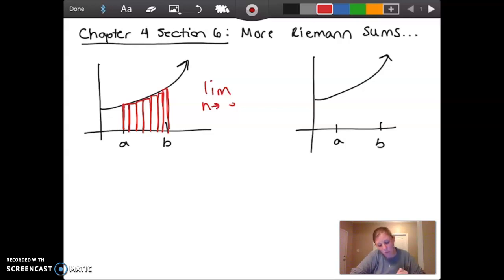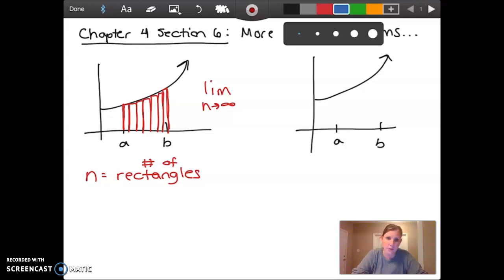But before we got there, we actually were given a specific number of rectangles, and n equaled the number of rectangles, okay? So all of that being said, we're going to look at two more Riemann sums, okay? One today and one tomorrow. Today's Riemann sum is going to be for trapezoids.